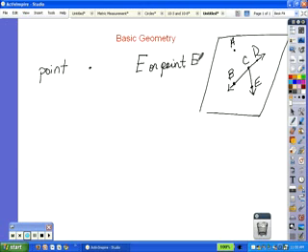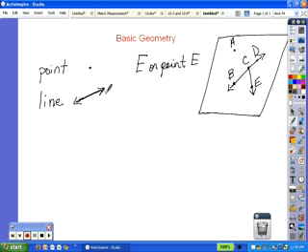Points come together to form and create other basic geometric figures. One of those is a line. A line is an endless collection of points. Since it's endless, that means it goes on forever. Obviously, we cannot draw something that goes on forever, so the arrows on each end indicate that we have a line, that it's going on forever in both directions. So this is what a line would look like.